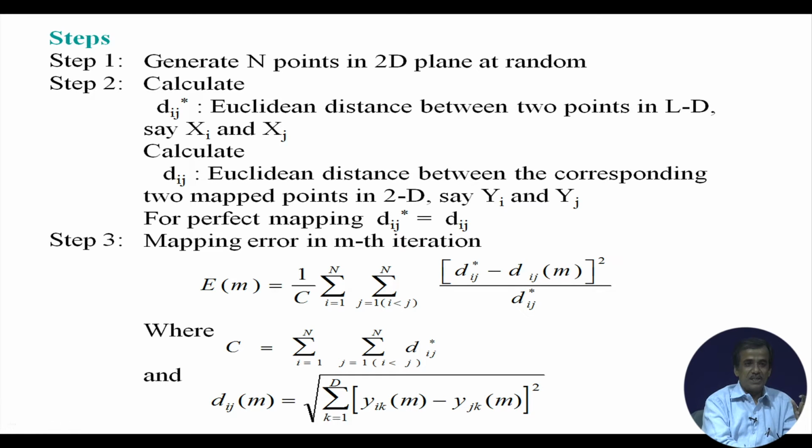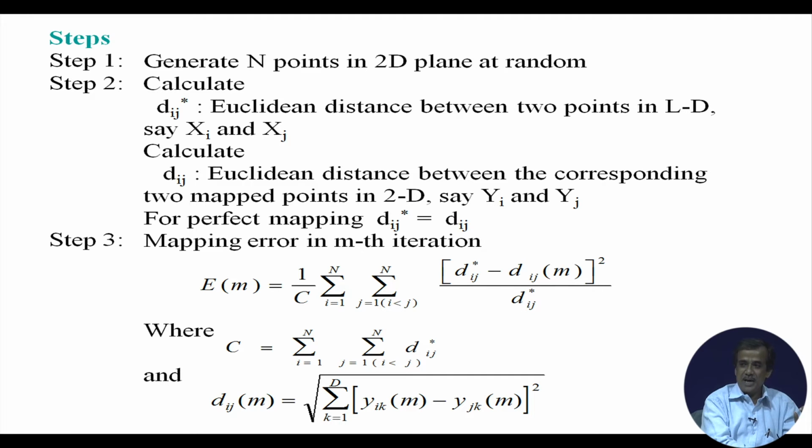Now, for perfect mapping, this particular Dij star will be equal to the Dij, the same Euclidean distance if it is error free mapping. But truly speaking, we will not be getting the error free mapping, there will be some error, and this particular error is the deviation between Dij star and Dij, and we will represent this particular error in a particular fashion.